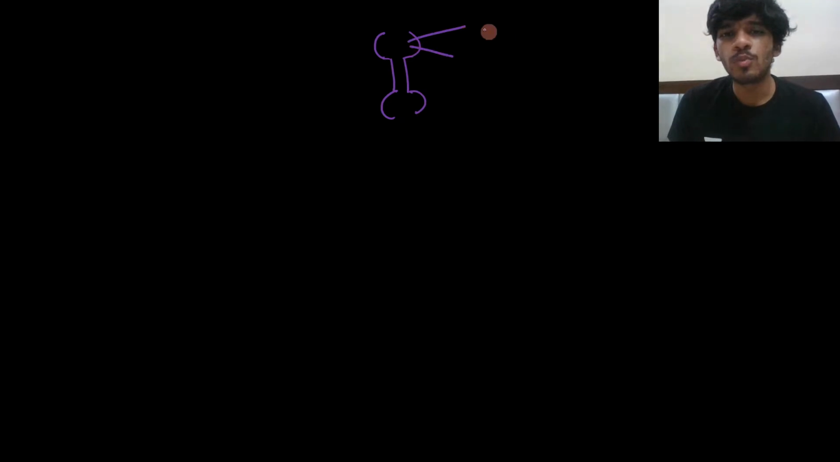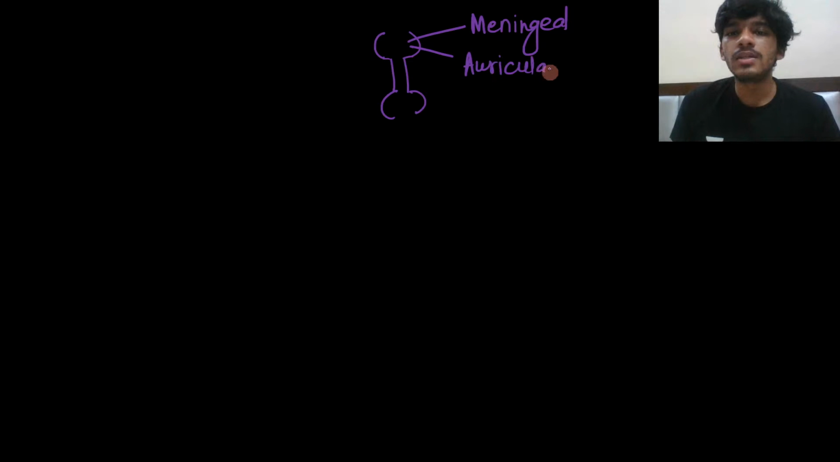Let's say this was your superior ganglion in the jugular foramen, and this was your inferior ganglion, right? So the superior ganglion was giving two branches. One was the meningeal branch, and the second was your auricular branch. Now this ganglion here is giving a few branches. It will give a branch to the pharynx, right? And then it will give you some important branches here.